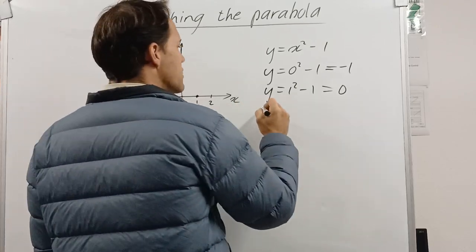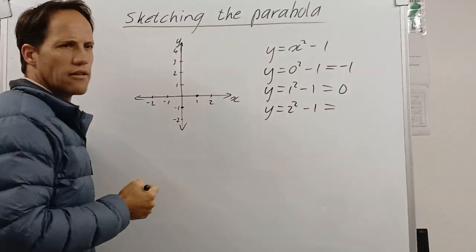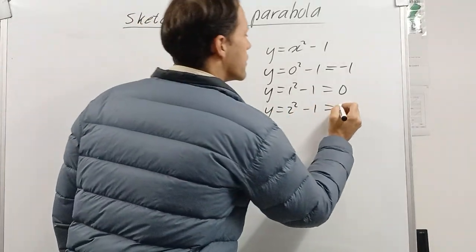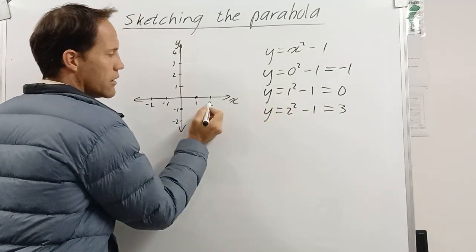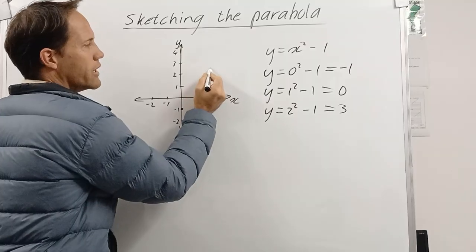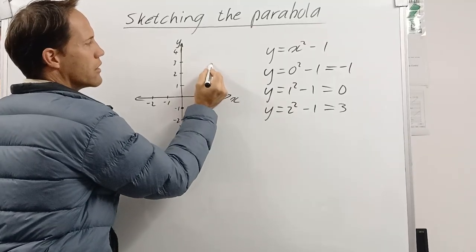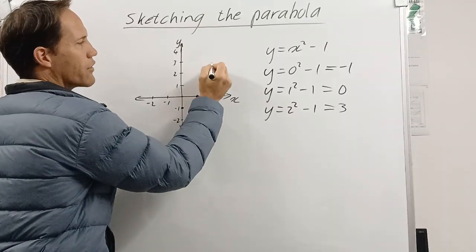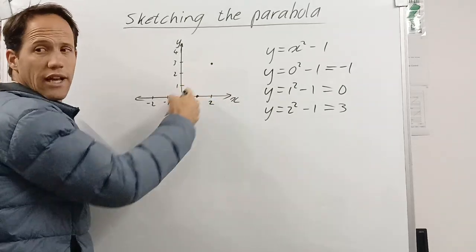Okay? Now let's see what happens when I put in 2. 2 squared minus 1. What is 2 squared? 2 squared is 4. 4 minus 1? 3. So now I put 2 in. What did I get out? 3. So I need to go up to 3. So 2 went in, 3 came out. So that's there. I put 2 in, I got 3 out. Now I can start seeing what this graph looks like.